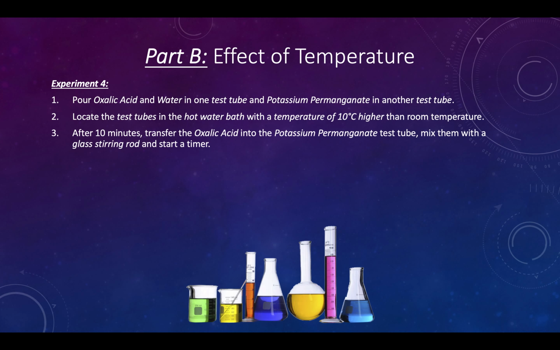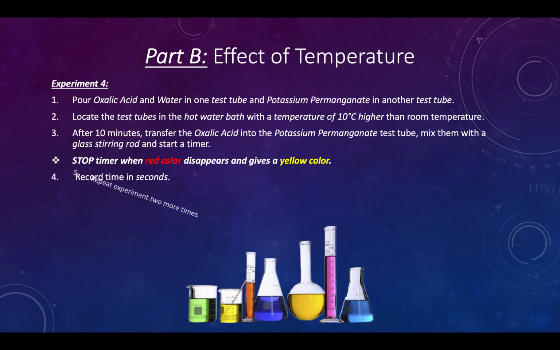On step 3, after 10 minutes, we transferred the oxalic acid into the potassium permanganate test tube, and we mixed them with a glass stirring rod and started a timer. And then we stopped the timer when the red color disappeared and gave a yellow color. On step 4, we recorded the time in seconds. On step 5, we repeated the experiment 2 more times.